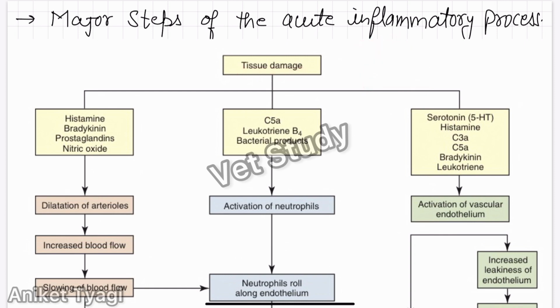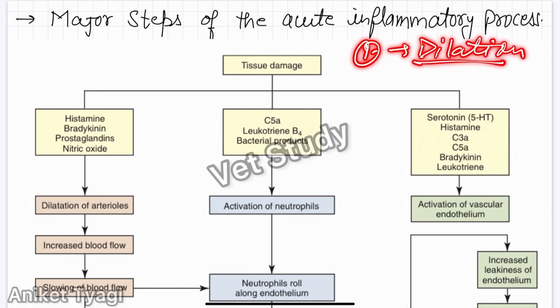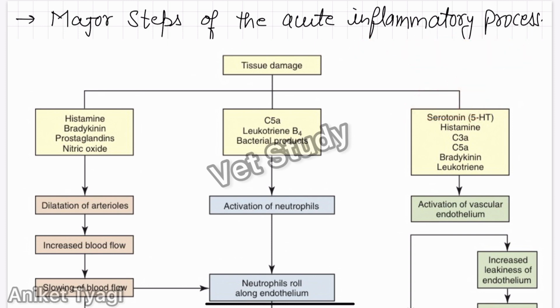After this tissue damage, there will be active hyperemia. Active hyperemia means there will be increased blood flow to the injured tissue, which is secondary to the dilation of the arterioles. See, the first step is the dilation of arterioles, and due to this dilation there will be active hyperemia. Active hyperemia means there will be increased blood, right, which is due to the dilation. This is also known as vasodilation. So ultimately your first step is vasodilation. After vasodilation, what will happen?